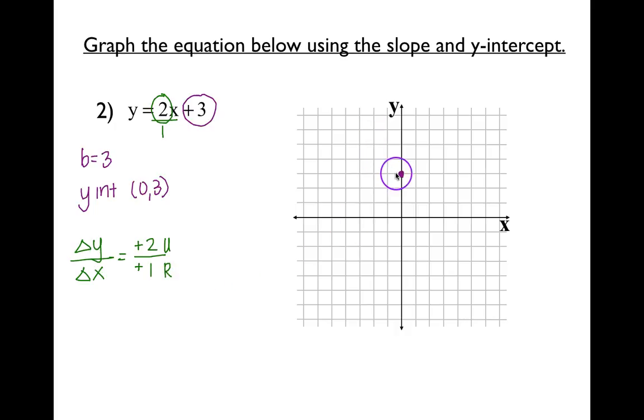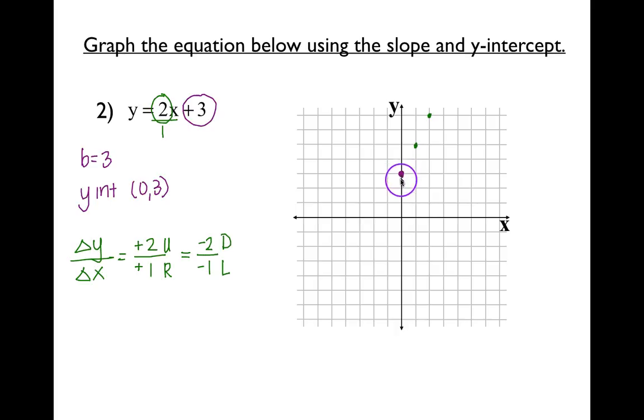So let's try that. I'm going to go 2 up, 1 to the right, 2 up, 1 to the right. So notice I keep going until I run out of space. Now, since I've run out of space, I'm going to go the opposite direction. This is the same thing as going negative 2 over negative 1. So I just did the opposite of the 2, which means I'm now going to go 2 down and then 1 to the left.